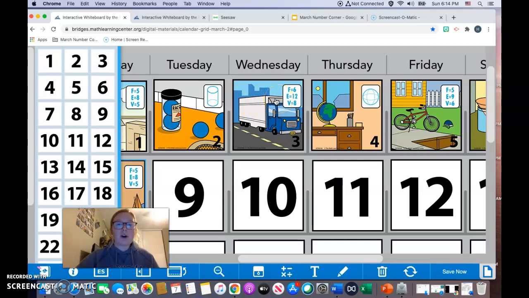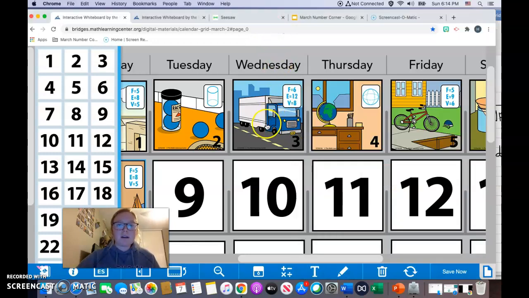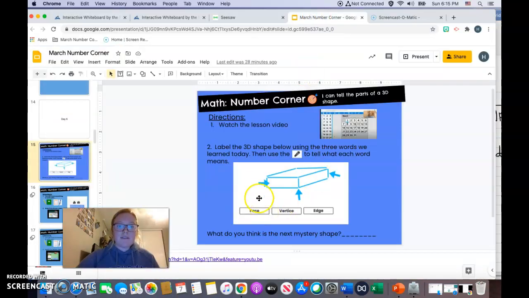Boys and girls, I am so proud of you for finding out that our mystery shape for today was a pyramid. You did some great detectiving and some great problem solving. I can't wait to see what Wednesday brings. When you have finished putting the definitions to the words, you've made a prediction and you have recorded yourself saying what each of the words means, you are good for Number Corner today, and I will see you tomorrow.